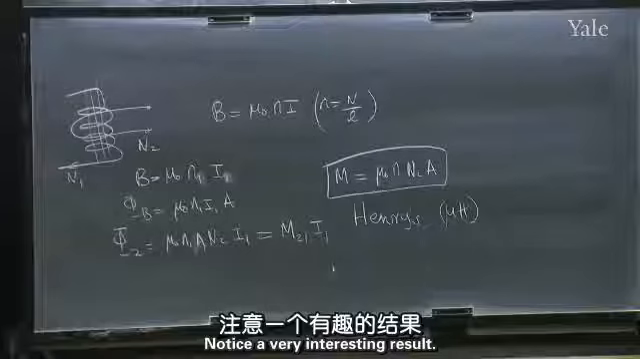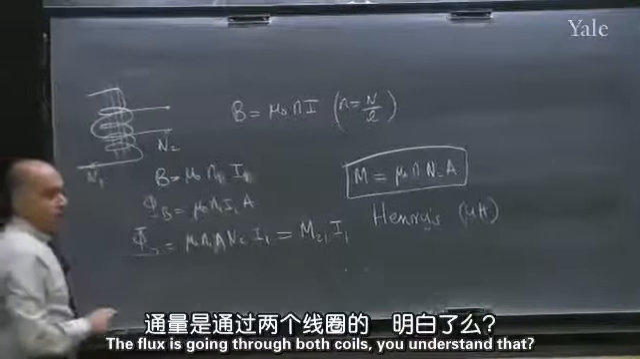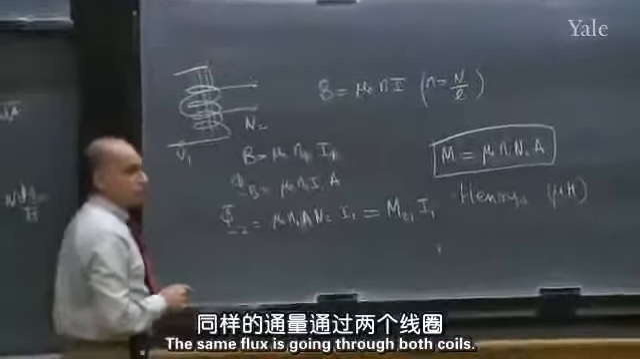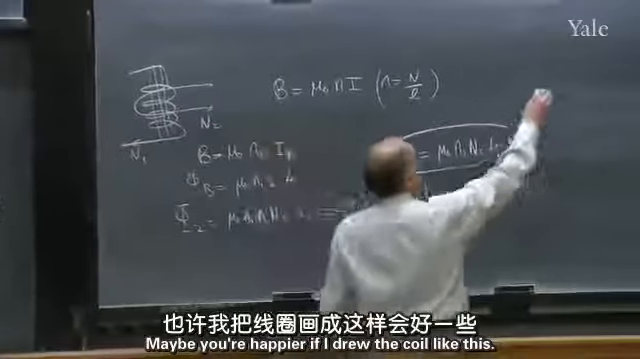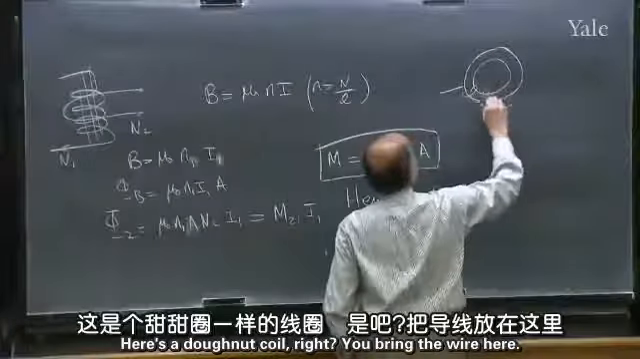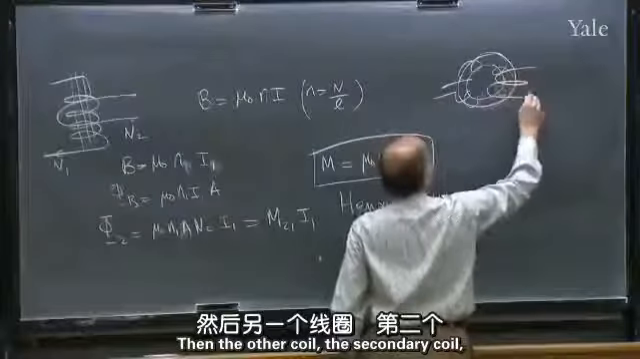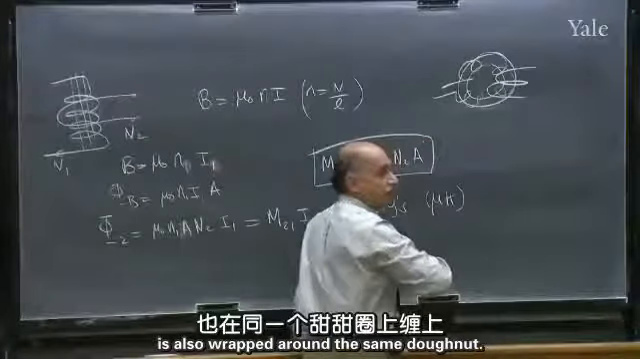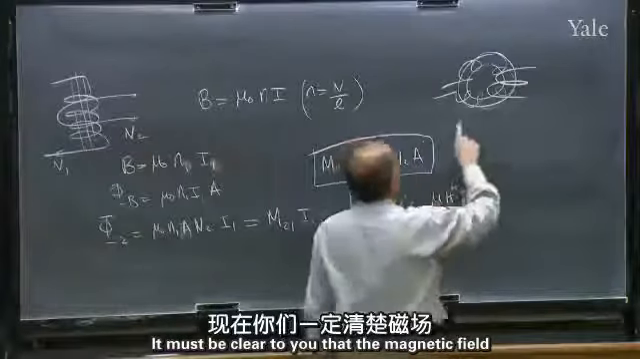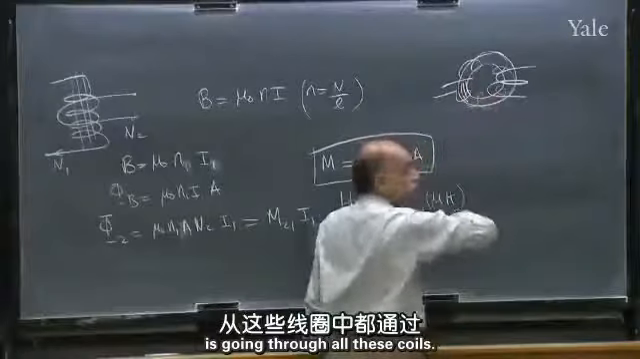Notice a very interesting result. The flux is going through both coils. You understand that? Same flux is going through both coils. Maybe you are happier if I drew the coil like this. Here's a donut coil, right? You bring the wire here. I told you how you can wrap it around many times. Then the other coil, the secondary coil, is also wrapped around the same donut.